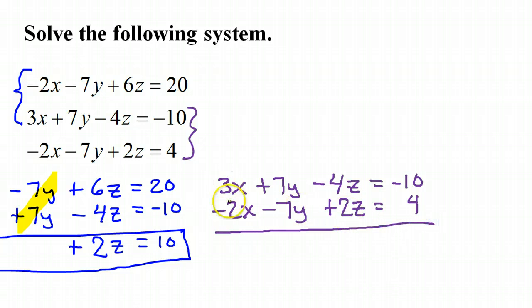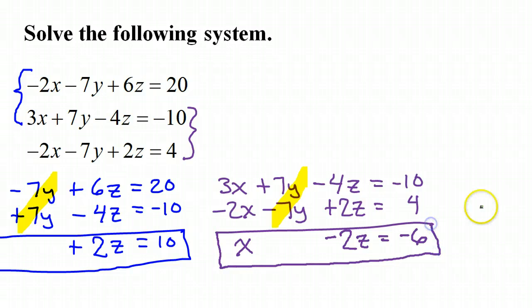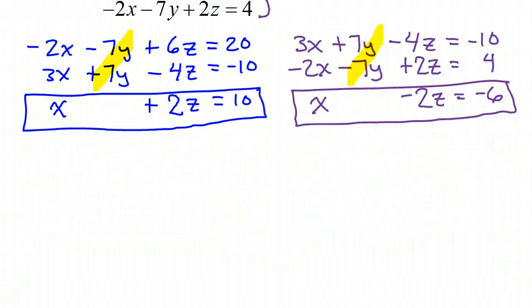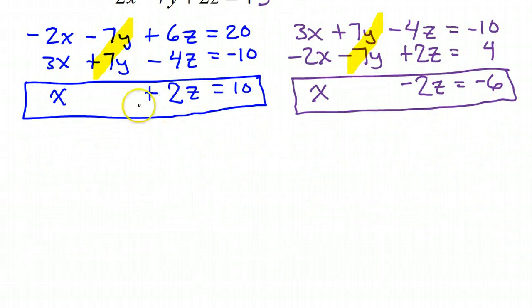Again, normally we would have to multiply to get opposites, but since we already have opposites, let's go ahead and use them. So these will cancel out. Putting these together will give us x. Putting these together gives us minus 2z and negative 6. Okay, so let's put a box around this one. Okay, so at this point we have two new equations. Alright, focus on the equations in the boxes.